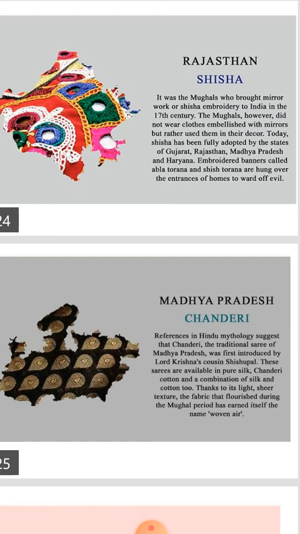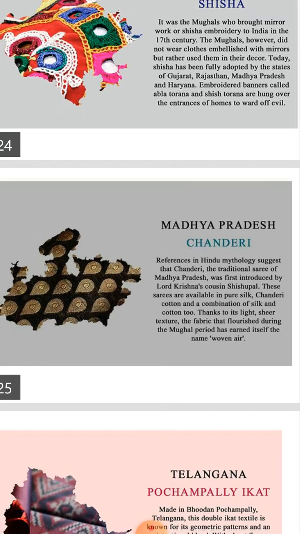Rajasthan is associated with Shisha. It was the Mughals who brought the mirror work in Shisha embroidery. The Mughals, however, did not wear clothes embellished with mirrors, but rather used them in decor. Today, in Gujarat, Rajasthan, MP, and Haryana, embroidered banners also called the Abla Torana and Shish Torana are hung around the entrances of homes to ward off evil.